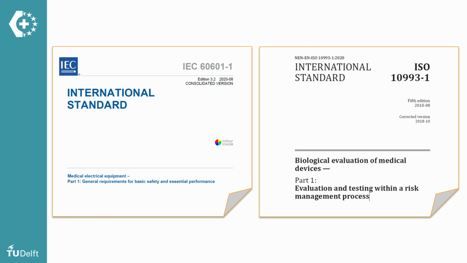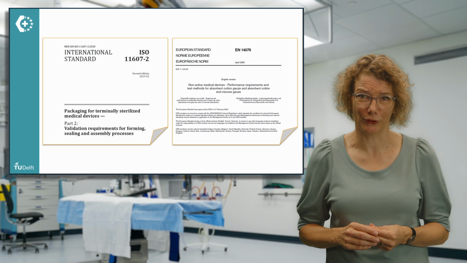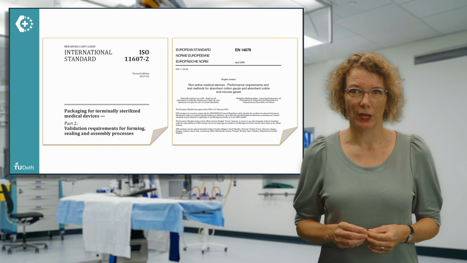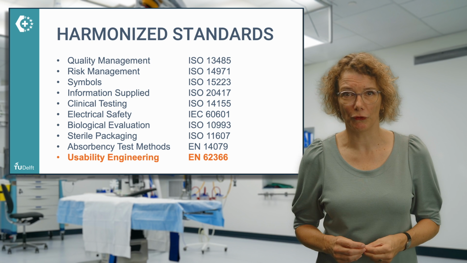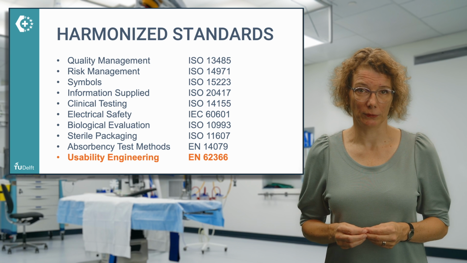Some of these harmonized standards are generic, like IEC 60601 on requirements for medical electrical equipment, or ISO 10993 on evaluation of biocompatibility for materials for medical devices. Other harmonized standards apply only for a specific product category, such as ISO 11607 on packaging of sterilized medical devices, or EN 14079 on requirements and test methods for gauze absorbency. On the website of the European Commission, you will find an up-to-date overview of the standards that are currently harmonized with the MDR, since this is an ongoing process.